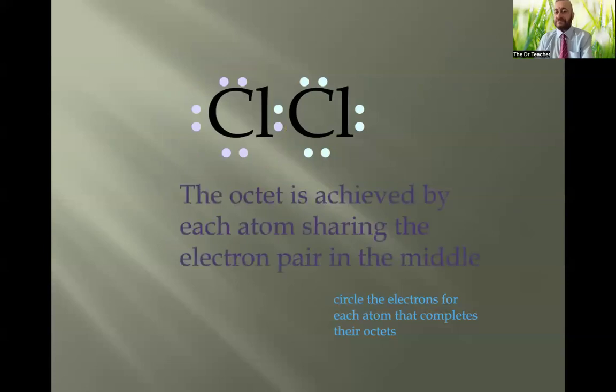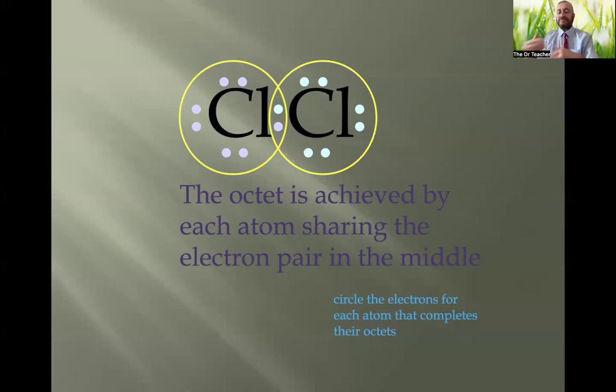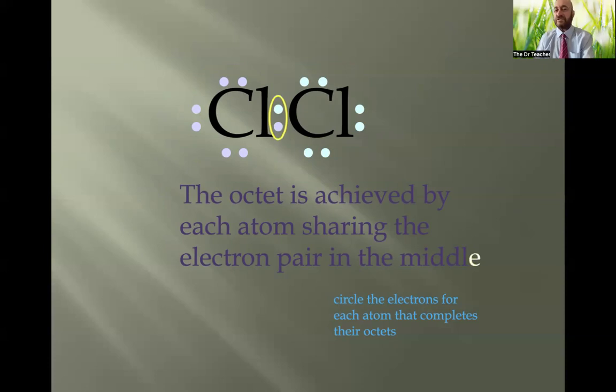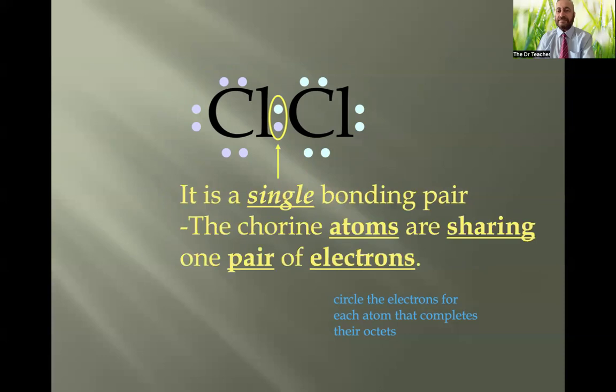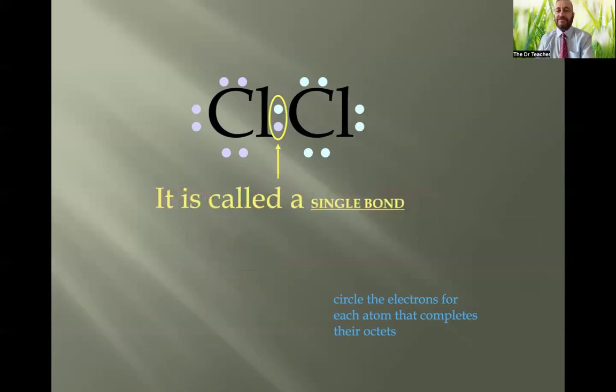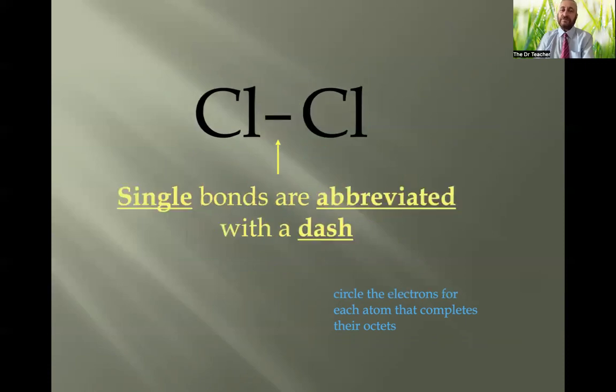So the octet is achieved by each atom sharing the electron pair in the middle. This is how they combine together, or we call it overlapped. These are the sharing of 2 electrons. This is a covalent bond in the middle. So this is the bonding pair, a single bond pair. Chlorine atoms are sharing 1 pair of electrons. We call it a single bond. In a Lewis structure, a single bond is abbreviated with a dash.